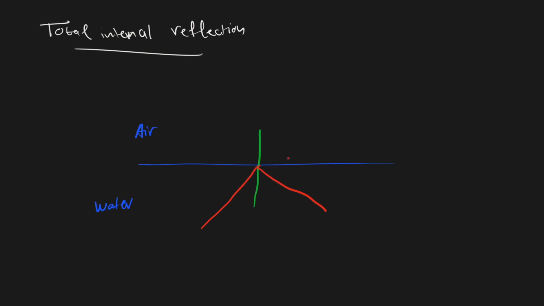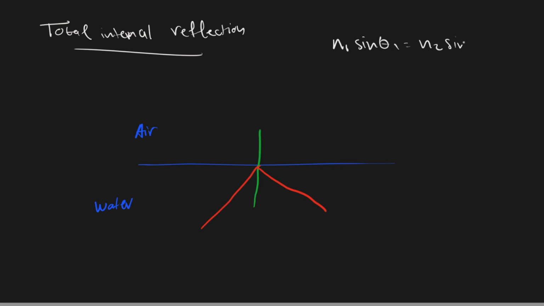And if we describe it mathematically, let's rewrite the equation. It says n1 sine theta 1 is equal to n2 sine theta 2. Of course, this is Snell's law. What will happen is the angle theta 2 is going to be quite high to the point that it's 90 degrees. So it will look something like this. n1 sine theta 1 is equal to n2 sine 90 degrees. So it's going to be 90 degrees here, right?